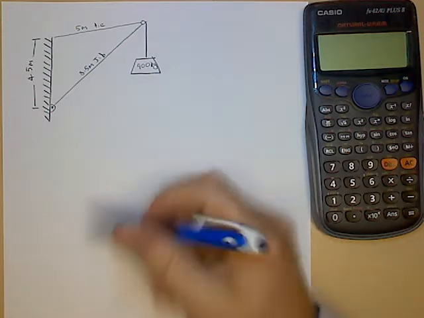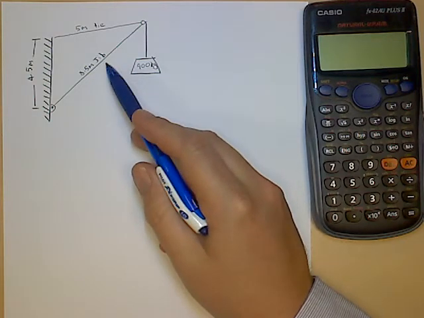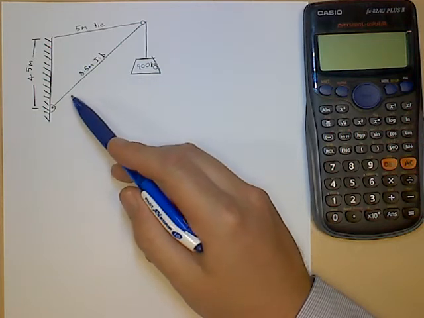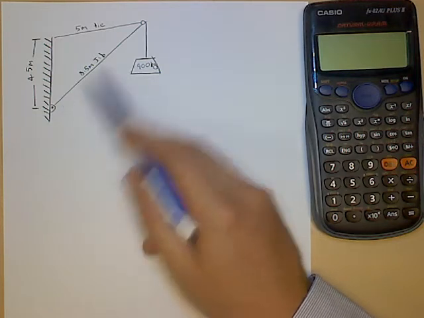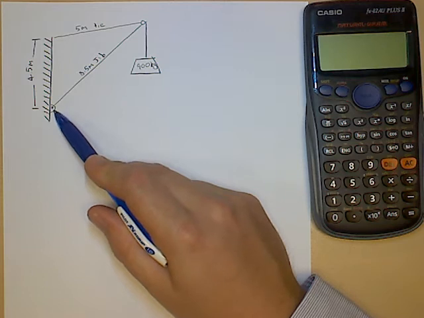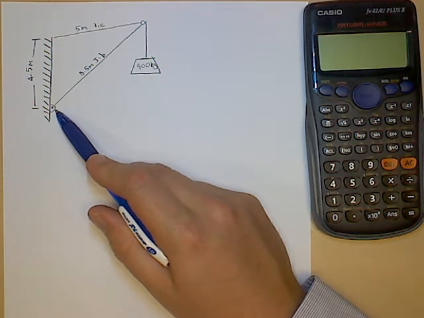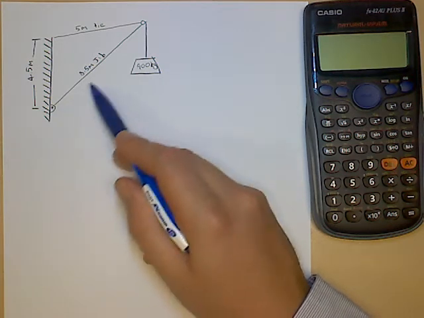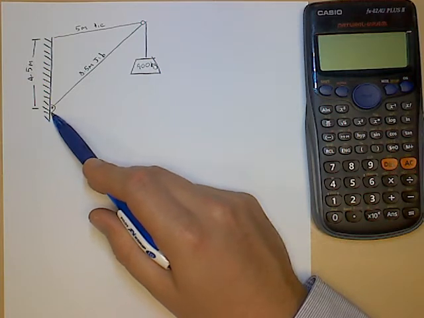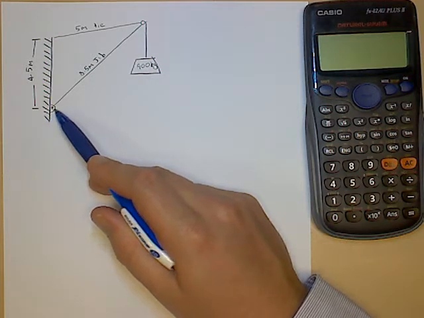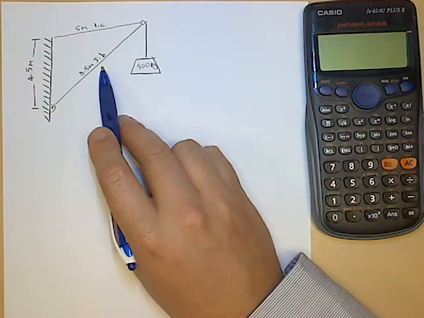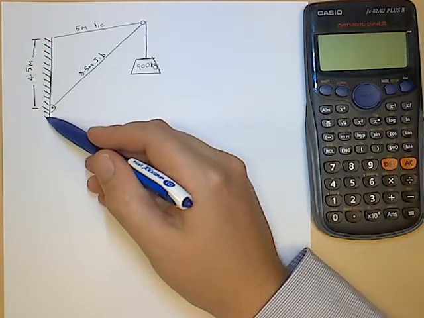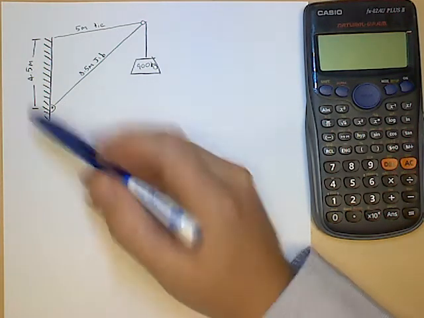Okay, so we've got a jib, as you can see here. It's kind of like a crane arm, and it's joined to the wall with a pin joint. That's a pin joint, so it's not able to support any kind of bending. It just supports either tension, pulling it out from the wall, or compression, pushing it into the wall. This is a tie.